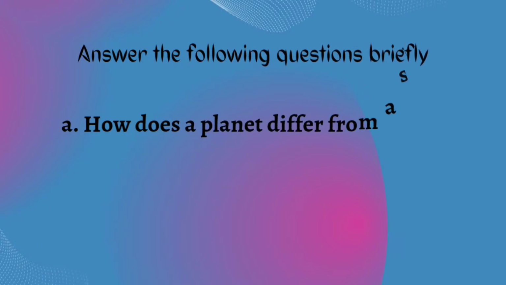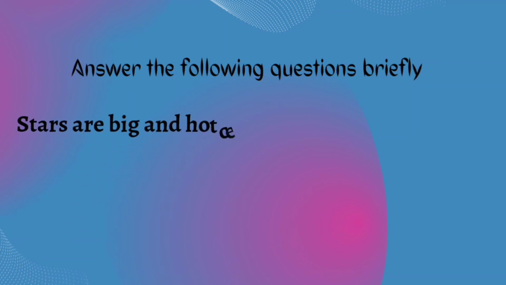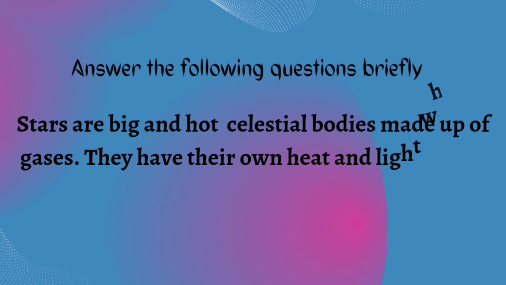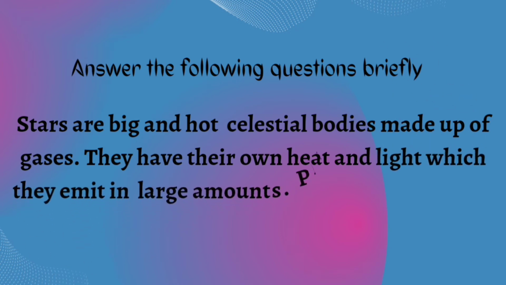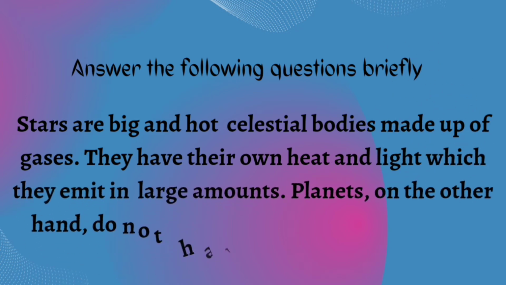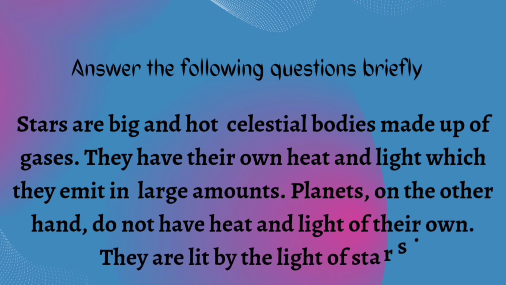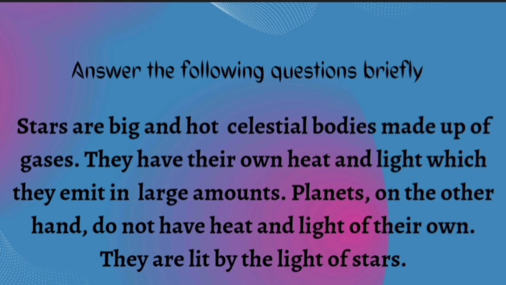Answer the following questions. How does a planet differ from a star? Answer. Stars are big and hot celestial bodies made up of gases. They have their own heat and light, which they emit in large amounts. Planets, on the other hand, do not have heat and light of their own. They are lit by the light of stars. So this is the difference. Stars have their own heat and light, while planets do not. They are lit by the stars.